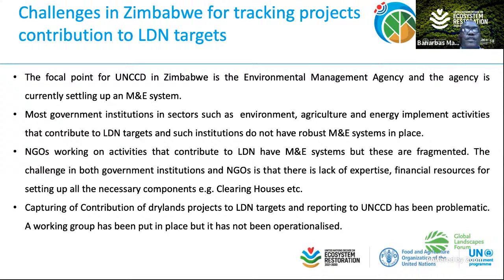Our focal point for UNCCD is the Environmental Management Agency, who are currently still setting up their M&E system. And you will find out that most of the institutions that are involved in initiatives which are trying to deal with land degradation neutrality, that is in the areas of environment, agriculture, and energy, they don't have a robust M&E system. And this is quite a big challenge for us in tracking LDN and projects which are contributing to reducing land degradation. And also, even our civil society colleagues whom we are working with also have challenges in terms of developing effective and robust M&E systems.